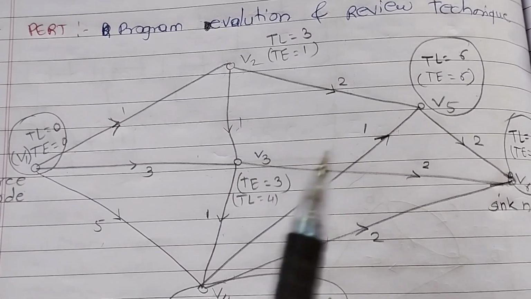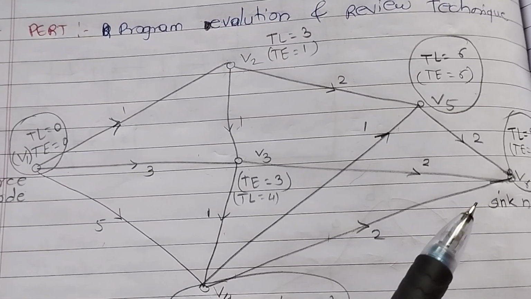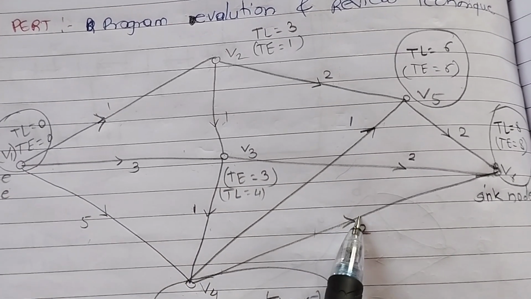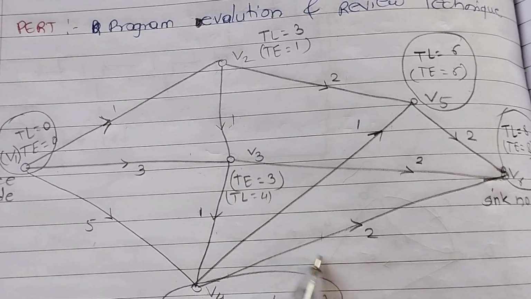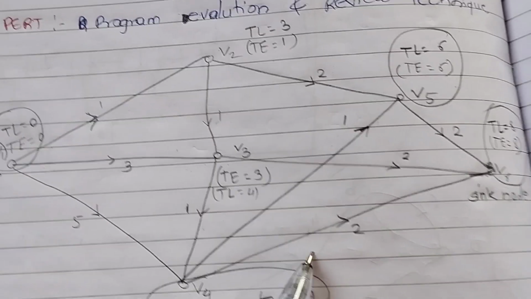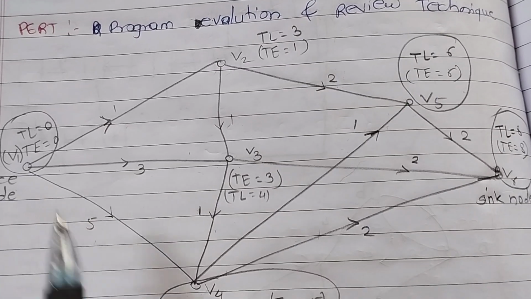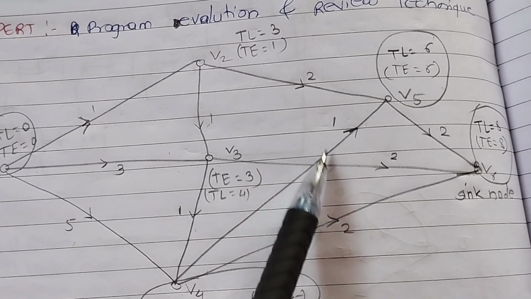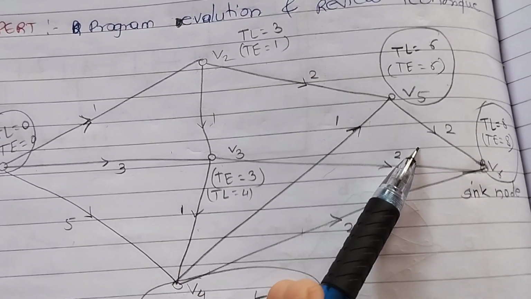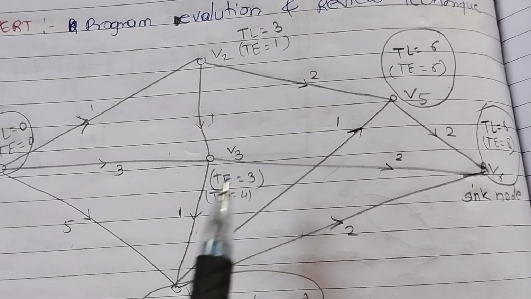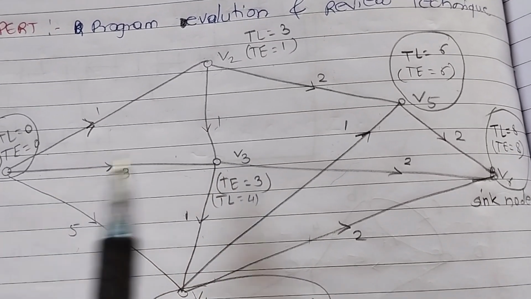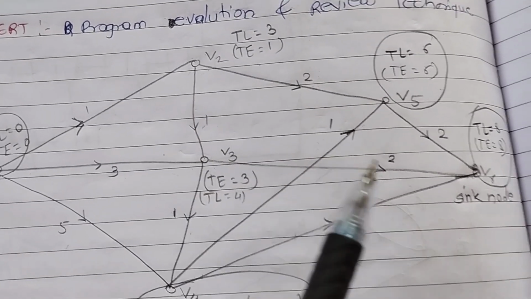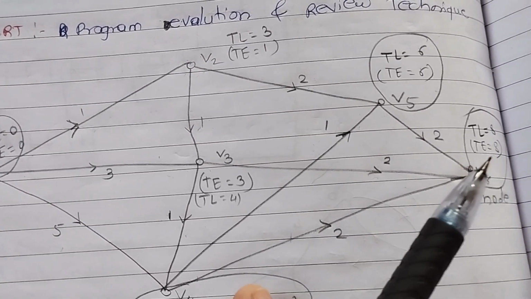Now for V6, the possible ways are: first V1 to V4, V4 to V6, the count is 5 plus 2, 7. Another one is V1 to V4, V4 to V5, V5 to V6, so 5 plus 1, 6, 6 plus 2, 8. The remaining possible way is V1 to V3, V3 to V6, the count is 5. So the maximum count is 8, and therefore TE of V6 is 8.